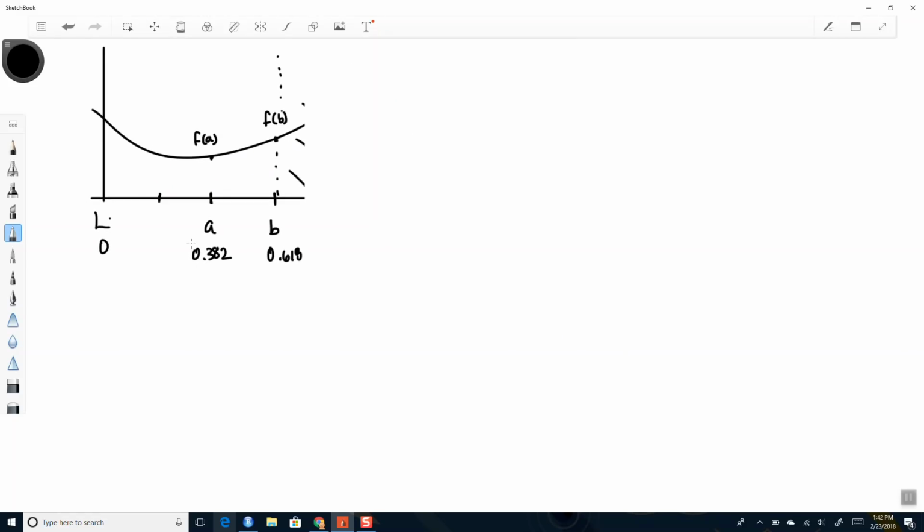So this we rename to be R. This will become B. And then now I need to figure out a new A, okay? And so A will be, I don't know, this is going to be 0.618 minus 0.382. I don't know what that is. Something around 0.236, okay?